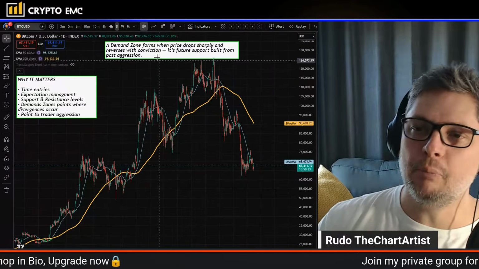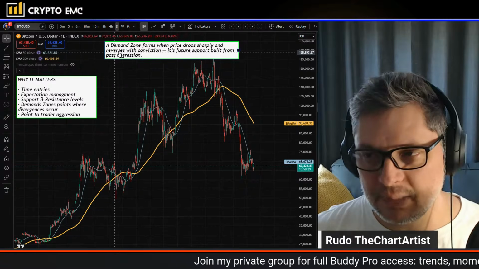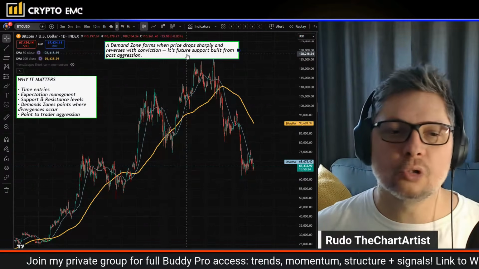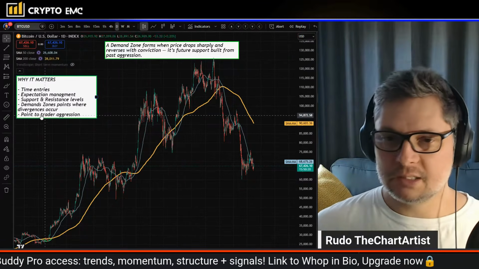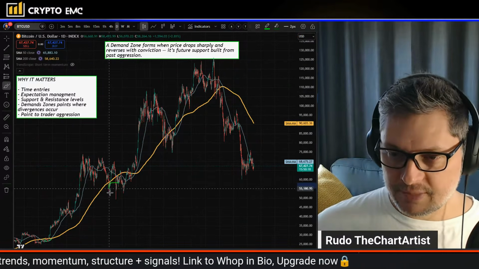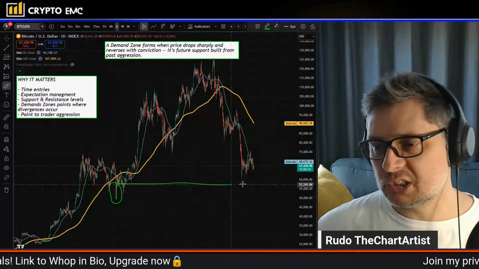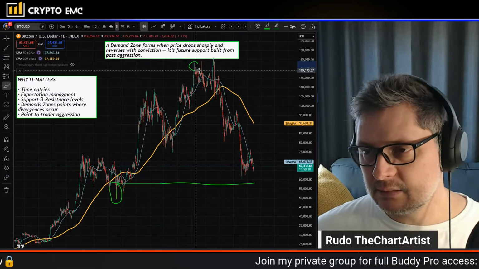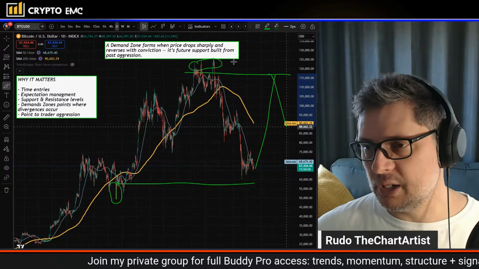So for me, the important thing is a demand zone forms when price drops sharply and reverses with conviction. It's future support built from past aggression. That's the simplest way to try and word this. So if we look at the price action, if that is where demand is, okay, there was aggression, future support for past aggression. If that is where supply is, okay, that whole zone, future resistance from past aggression.